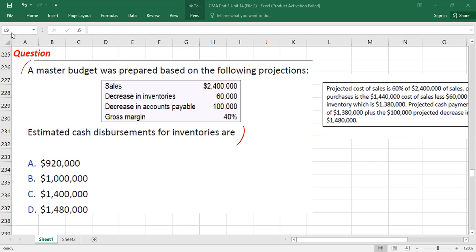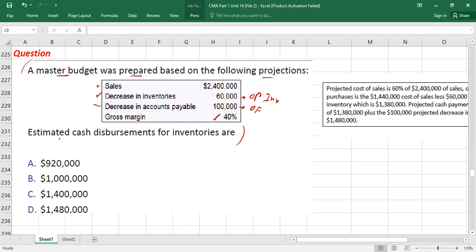It says a master budget was prepared based on the following projection. We have here sales value, which is 2.4 million. We have a decrease in inventory level. I told you it is treated as an opening inventory. We have a decrease in accounts payable. So decrease in accounts payable is treated as outflow because we paid to the supplier. And then you have a gross margin, your profit percentage, 40%.